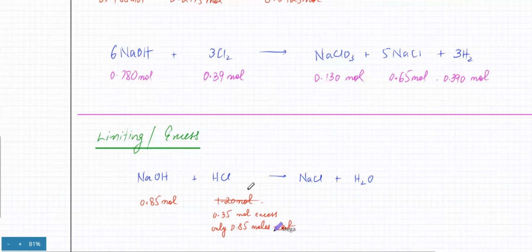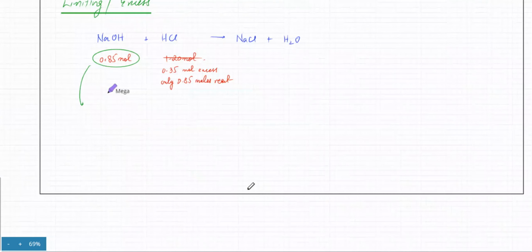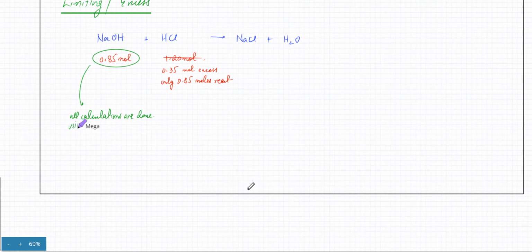So remember the excess reactant, all your calculations are done by the limiting reactant. You always use the limiting reactant. So all calculations are done using moles of the limiting reactant. Why not the excess one? Because the excess ingredient is not reacting. Not all of it is reacting. So all calculations are done using moles of limiting reactant.